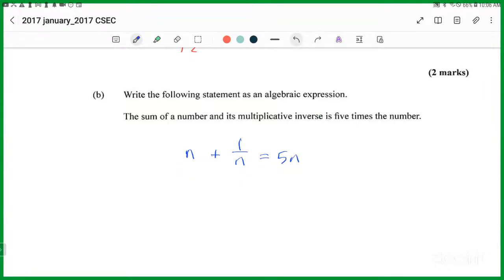Is equal to 5 times the same number. Now this n could have been x or y, any letter you want to use. I use n to represent number. If you want to use x or any other letter to represent that unknown number, you could use it, and you get the marks just the same.